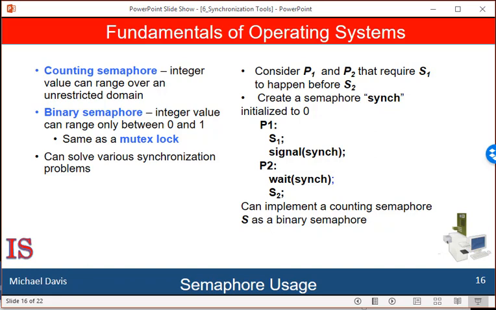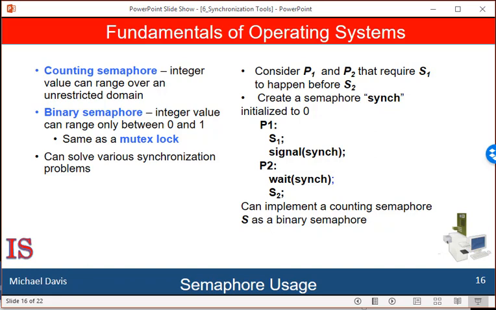On the other hand, the value of a binary semaphore can only range between 0 and 1. Therefore, binary semaphores behave like mutex locks. In fact, on systems that do not provide mutex locks, binary semaphores can be used instead for providing mutual exclusion.